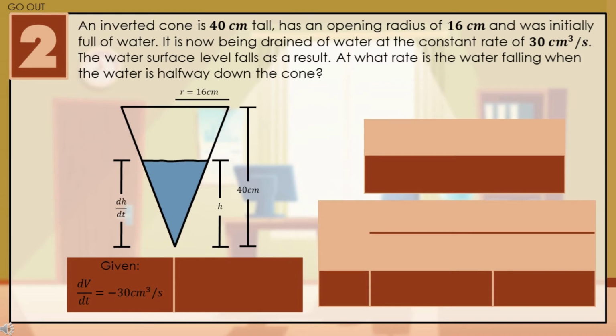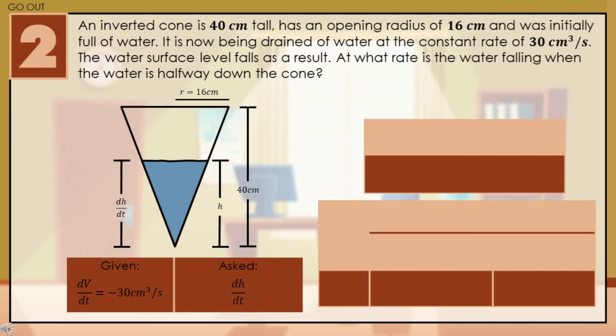This is written as dV over dt. Notice how we made it negative. It is because it is decreasing. What we have to look for is the rate of the water falling when it is halfway down the cone. This can be referred to as dh over dt.